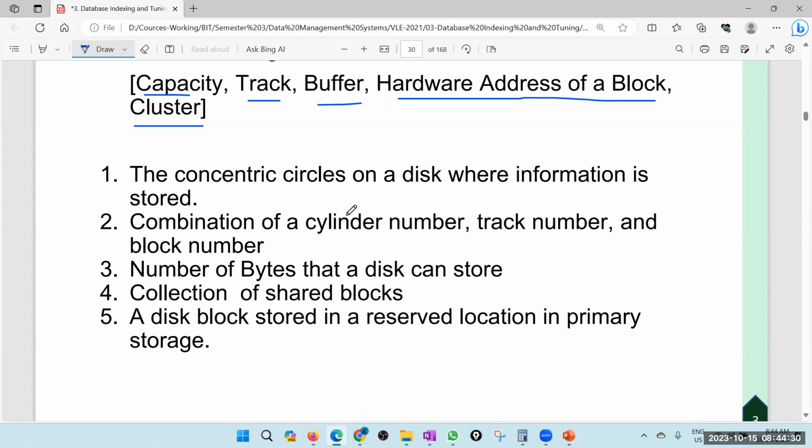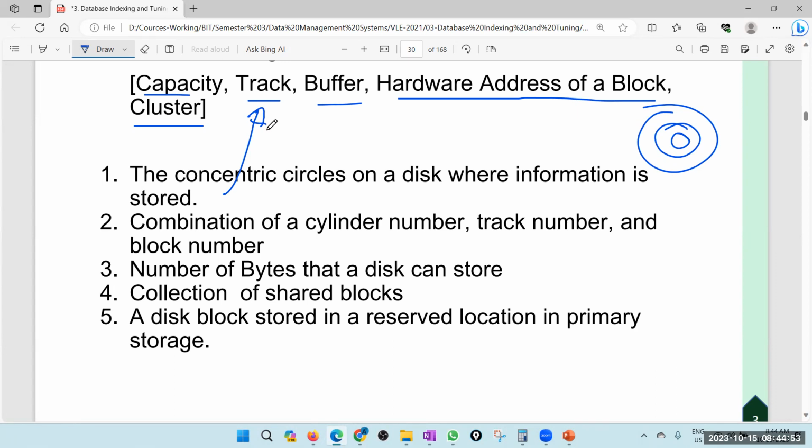Okay, so it's super easy. Let's start with the easier one. The concentric. Concentric means same center. Okay, concentric circles on a disk where information is stored are called tracks. Of course, data is basically stored not in the track but in the sectors. But tracks are also related to that.